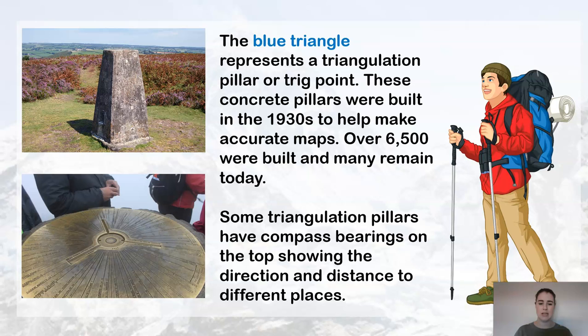Now, some of these triangulation pillars actually have compass bearings. So if we have a look a little bit more closely at this one, this trig point here has compass points on it. And it tells you, if you look very closely, what direction they're pointing in and what you might find if you were to walk in that direction. Okay, so not only does it show the direction, but it shows the distance to those different places as well, from that point right at the top of that peak.